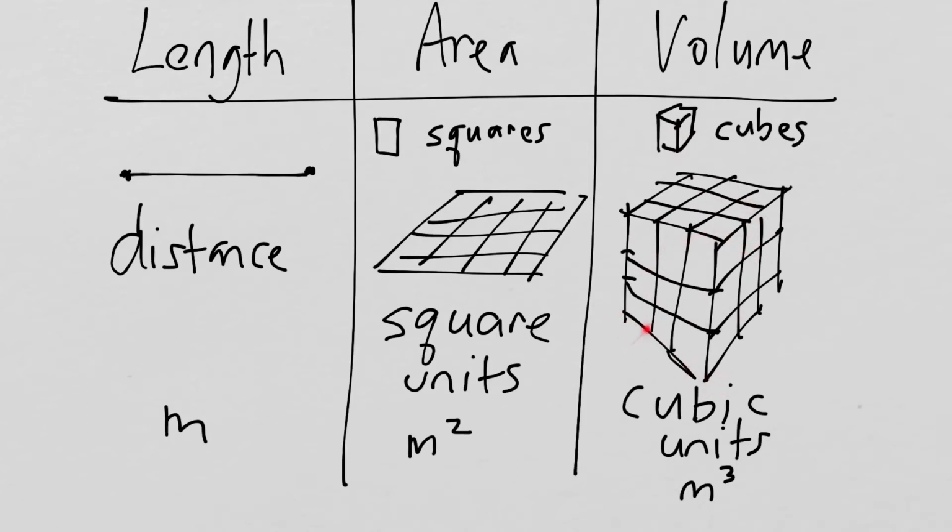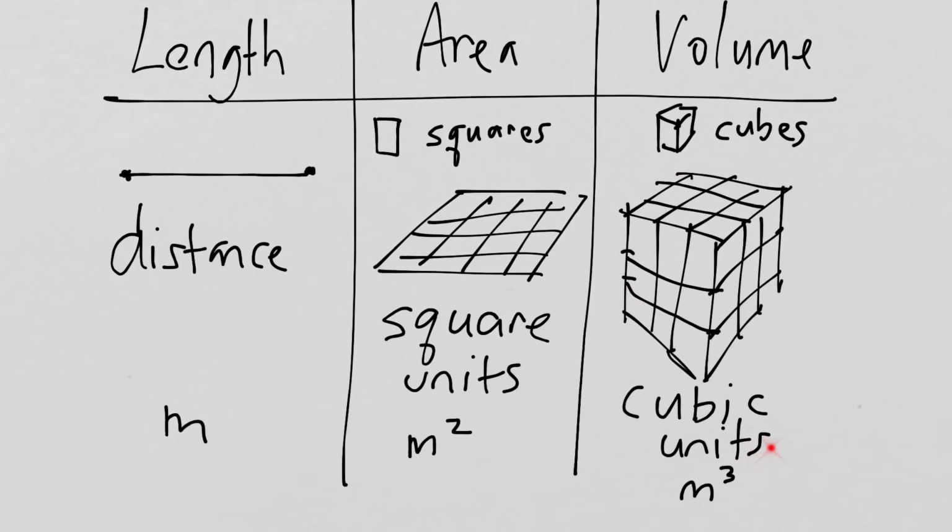So I've got 3 in this direction and 3 in that direction. So on the bottom, I've got 3 times 3, so that's 9. I've got 9 cubes on the bottom row. But then I've got 3 of those rows stacked up, right? So 9 and 9 and 9. So 9 times 3. So there's 27 cubes here. 27 of these cubic units is the volume of this Rubik's Cube, right?